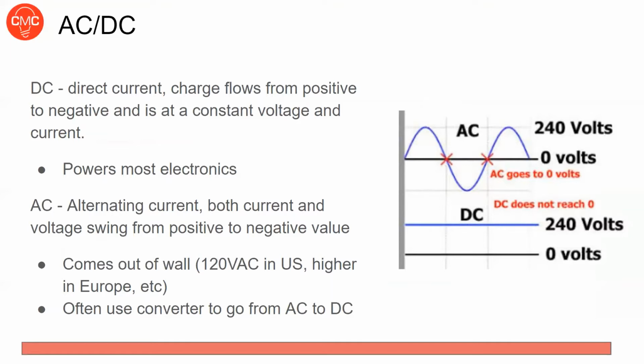AC is alternating current, which is basically what comes out of your wall socket. Typically, you'll convert this into DC before using it for electronics. Like if you have a battery or a phone charger, it's going to convert that to DC before it is used for whatever you have.